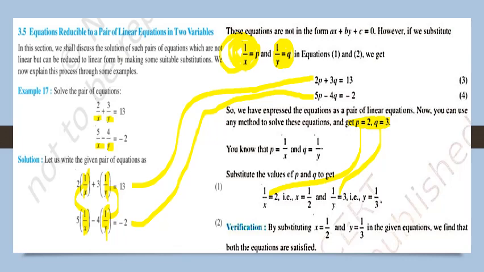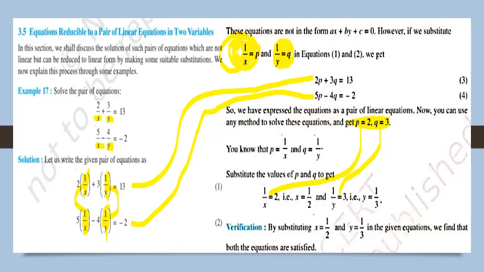Now what we will do? In both the equations, this 1 upon x is common, yes or no? Yes, it is. 1 upon y is common. Now in place of 1 upon x, we will use some other variable, here we will use p. And in place of 1 upon y, we will write q.